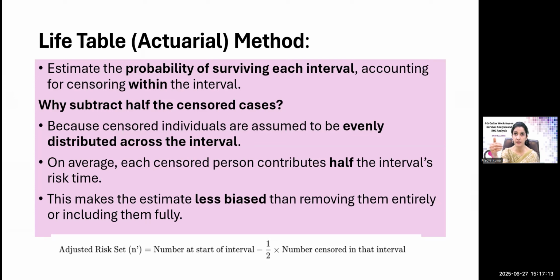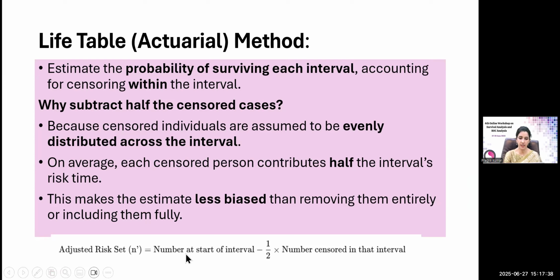So you define the probability of surviving each interval, and you take the censoring within that interval. We will see that. Since we assume that all those censored people were there for half of the risk period, that's why we subtract half of the censored cases. And we assume that censoring was evenly distributed, so on average, each censored person contributes half of the interval of risk time.